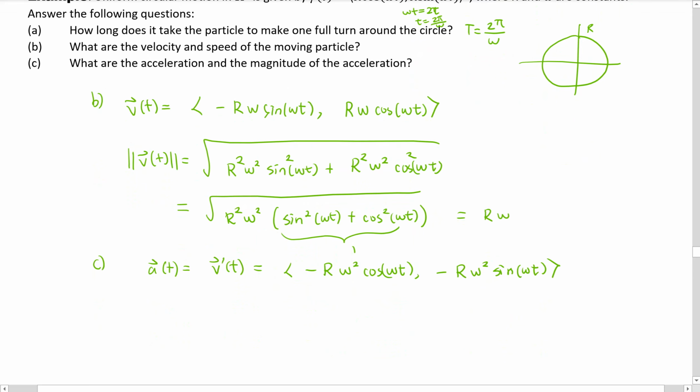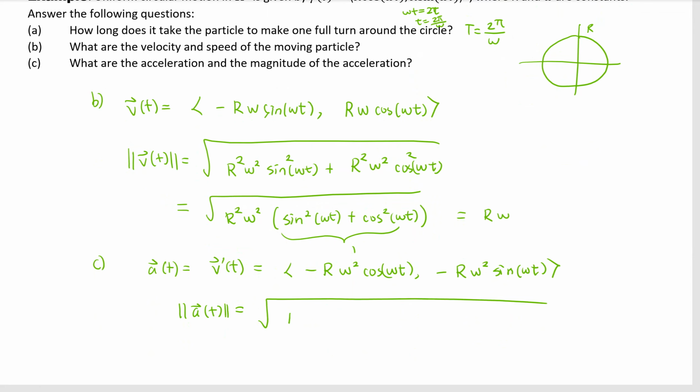This is the acceleration, and what is the magnitude of the acceleration? It's r squared omega to the fourth cosine squared plus r squared omega to the fourth sine squared omega t. So we can also factor out r squared omega to the fourth, and then we get cosine squared plus sine squared, which equals 1. Same trick as before, right? So we have just r squared omega to the fourth under the root. This is r times omega squared. So this is the magnitude of the acceleration. So far, so good?